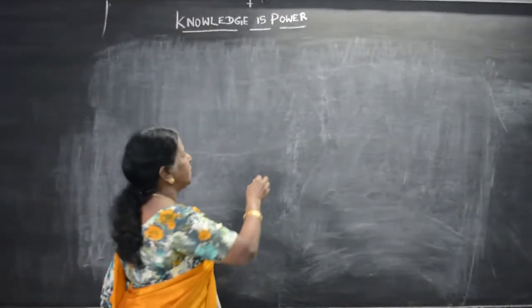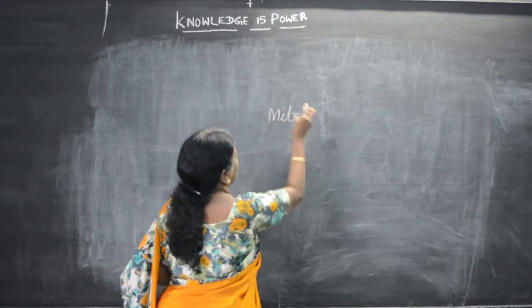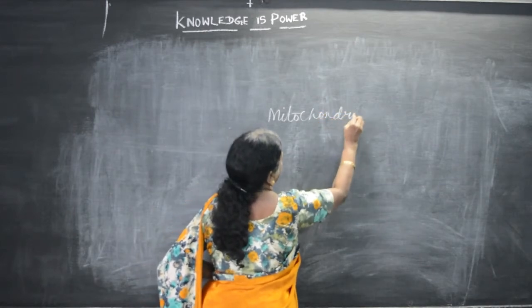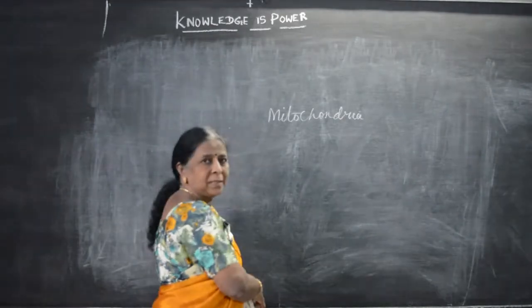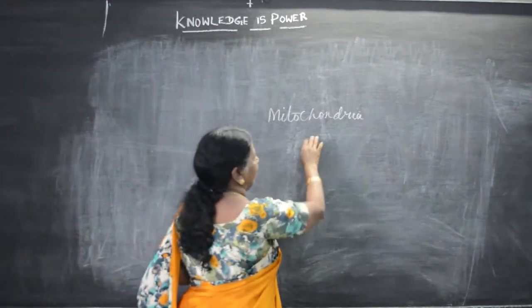And children, let me continue the lesson. Now next we have to see about one of the cellular organelles, mitochondria. It is the most important cell organelle.